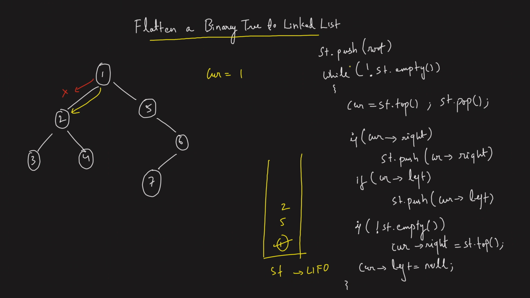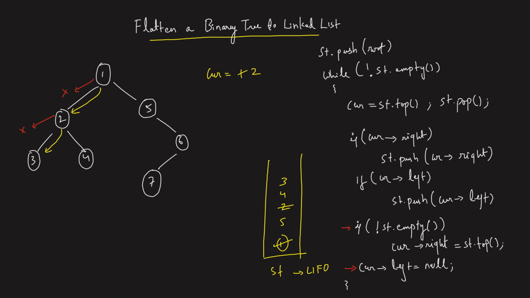Right after that, I come back again and cur will take 2. Now the moment I have 2, I again do the same thing. Take the right, take the left, and put it into the stack. Taken? Perfect. This time, I'll say 2, your right should be 3. So I'll take the top and I'll link it. So 2, your right should be 3. And I'll say 2, your left should be null. So that's what we are doing over here.